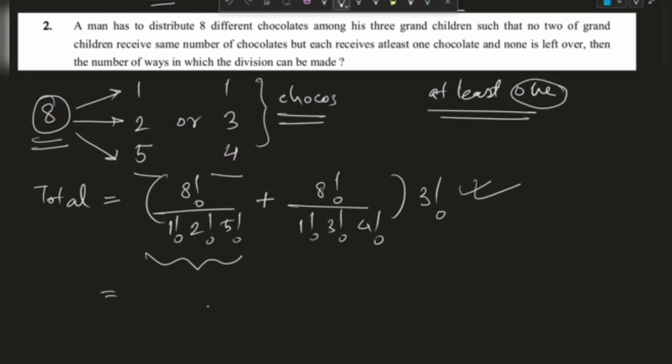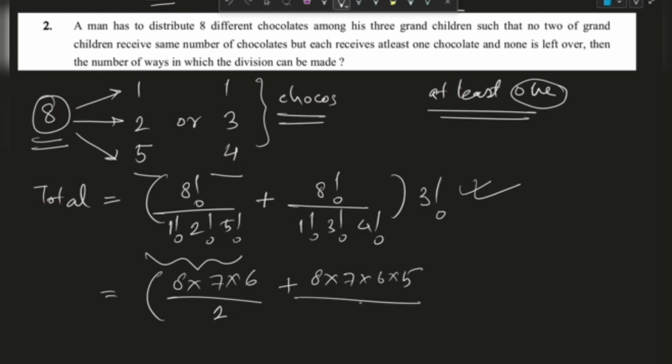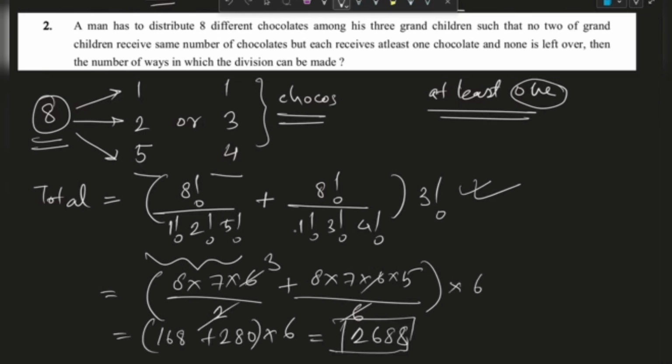Now we need to calculate this. This is 8 into 7 into 6 into 5 factorial, which gets cancelled, divided by 2. And this thing is 8 into 7 into 6 into 5 into 4 factorial, which again gets cancelled. 3 factorial is 6, and this is 6. So I will calculate it for you. This is the final calculation: 280 plus 168, I will just check once, comes out to be 448. 448 into 6 will give you 2688 as the answer to this question. So now we will proceed with the next question.